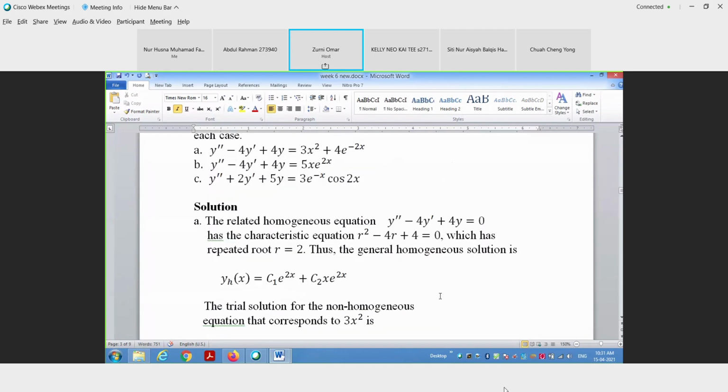Siapa yang tak clear? Siapa yang tak clear this step to determine YP? Azlin, Nur Azlin, is it okay? Nur Azlin, are you there? Nur Azlin, are you there?